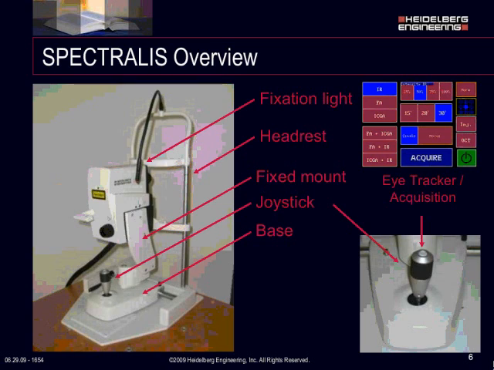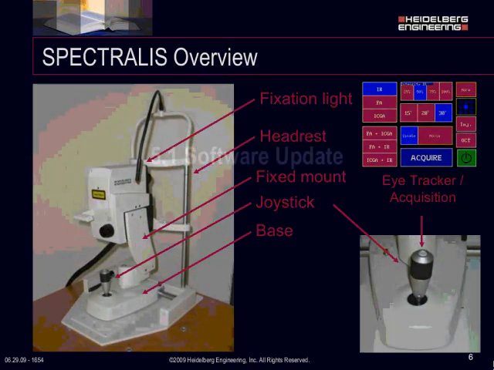And you'll notice that on the joystick itself, you can activate the eye tracker and take the picture on the joystick here on the HRA Plus OCT, sorry, and the OCT Plus. You're going to be activating the eye tracker by the black button and also taking the picture via the acquire button.